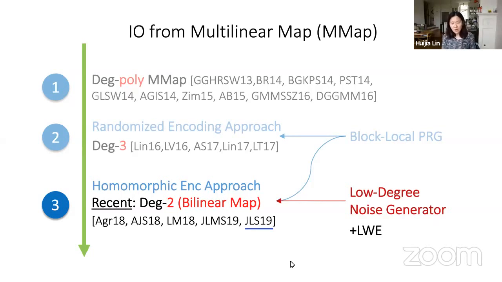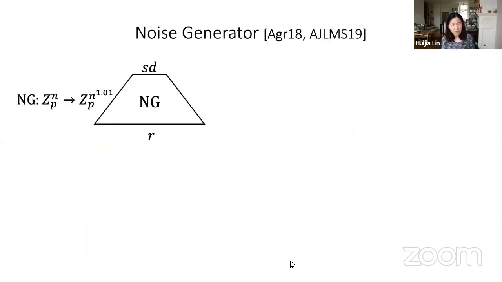Okay, since all the other primitives like bilinear map and LWE, you're probably very familiar with, let me just dive right into this low degree noise generator. What is it? What properties do we want? A noise generator is an expanding function over Z_p. So it's an arithmetic function. We would like to expand a seed of length n into an output r that is polynomially longer. Think about it as n to the 1.01, any n to the 1 plus epsilon is enough.